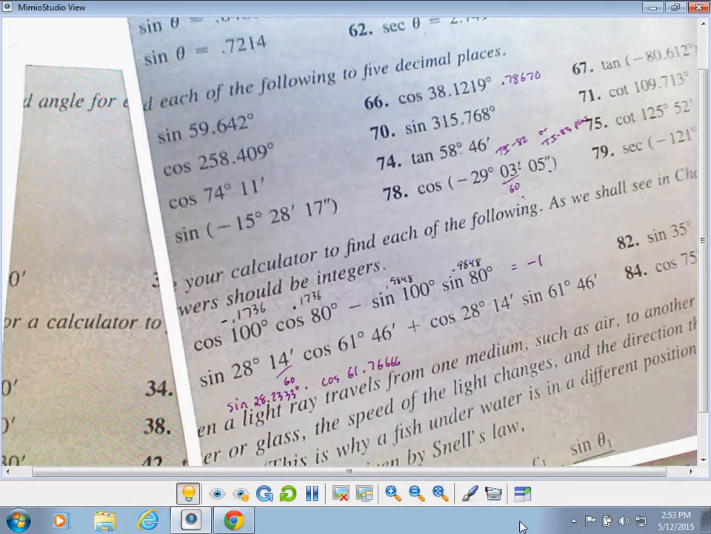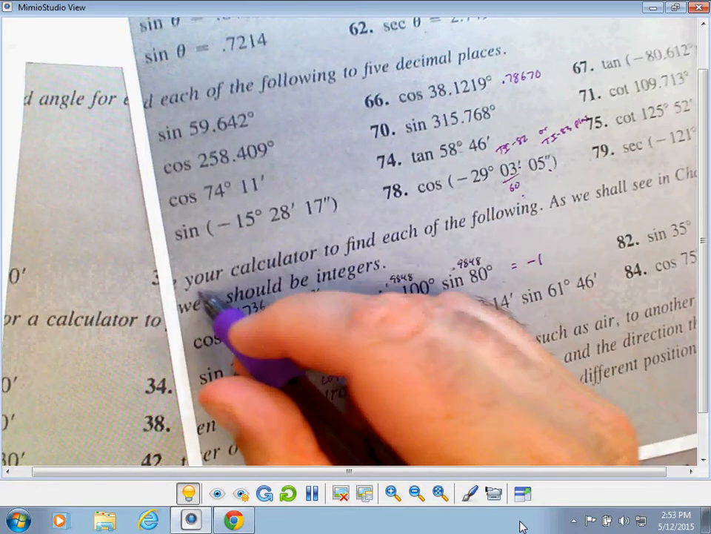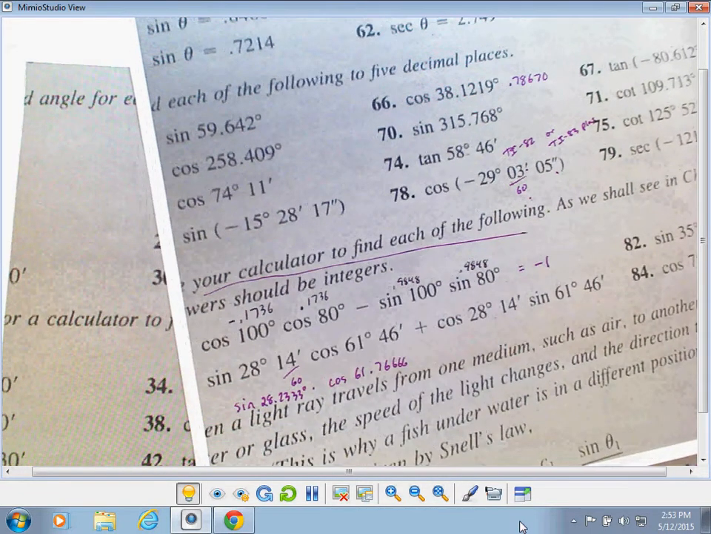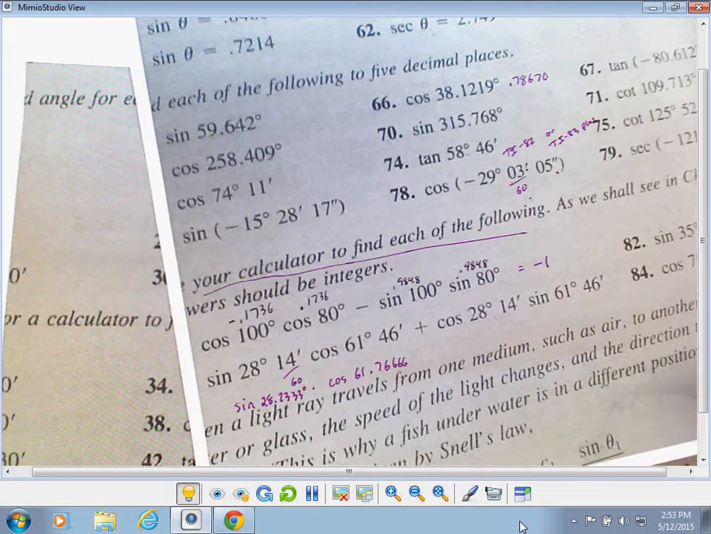The point is that to do these, basically it's calculator work. He even tells you use your calculator to find the following. If you type them straight into the calculator, you'll get answers that come out to just exact numbers. That's what an integer is. An integer is just a regular number, either positive or negative. Okay.